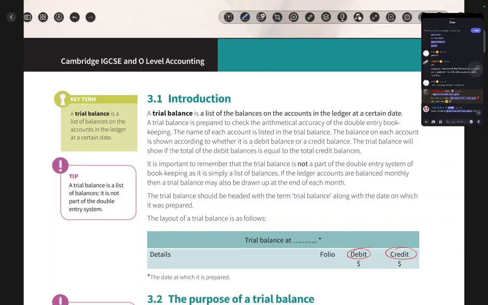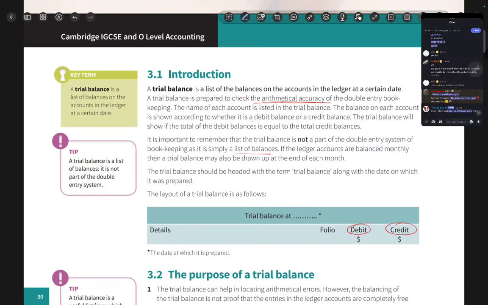Okay. It's important to remember that a trial balance is not part of a double entry system. It's simply a list of balances, and it's not even official. It's not a super duper cool official document. It's just something you do to check if your ledgers and your double entry bookkeeping are all correct.